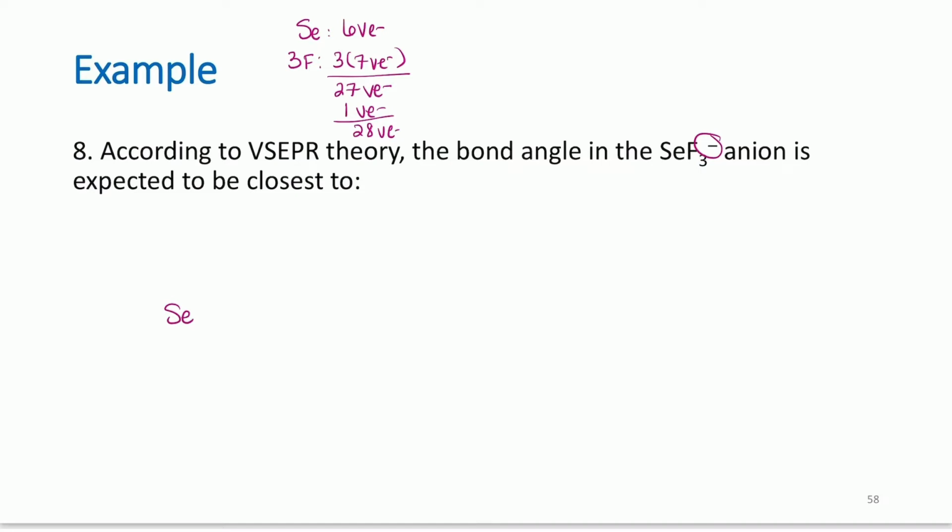Se in the center. It's more electropositive than fluorine, so it's going to go in the center, plus it's listed first. Connect your fluorines. Add your lone pairs. So I've used up 2, 4, 6, 8, 10, 12, 14, 16, 18, 20, 22, 24, 26, and 28. 28 electrons. This has 1, 2, 3, 4, 5 areas of electron density.